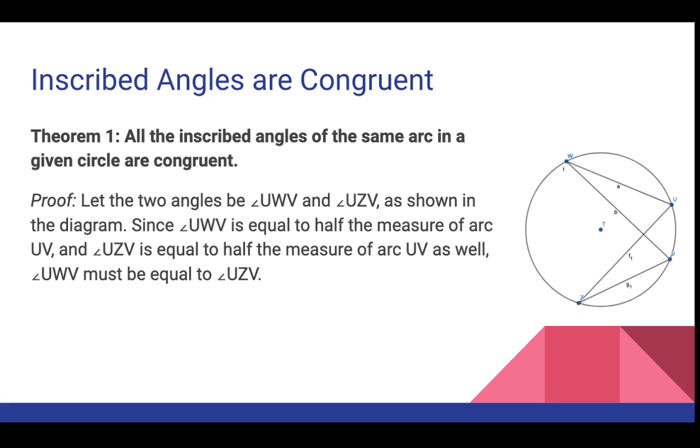So this is true for any inscribed angle. W is just a point on the circle. So if we just move W like here or something, it'll be the same. It'll always be half the measure of arc UV. So everything will be equal.